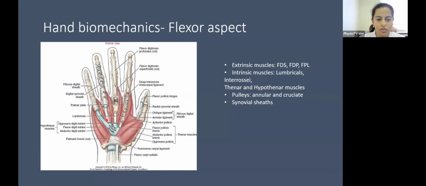There are synovial sheaths present in the palmar aspect, the ulnar synovial sheath, and the flexor tendon sheaths, which are wrapped up around the flexor tendons of the long finger flexors, the FDS and the FDP and the FPL. Also, there are pulleys, which are a fibro-osseous tunnel, which is formed over these sheaths of the tendons, and they prevent the bowstringing effect of the tendons when the action is being performed, such as gripping or flexion of the fingers.